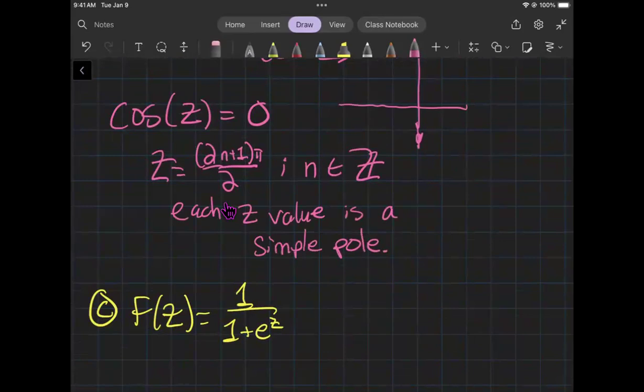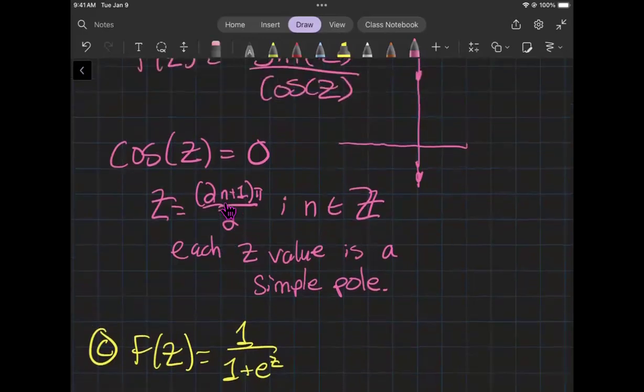Cosine z is 0. Okay. Yes. Okay. So all right. So that would be the zeros for that function. That would be the poles for that function, right?